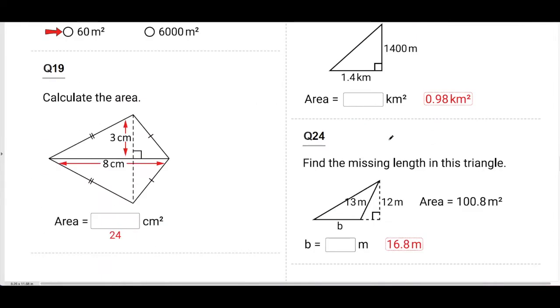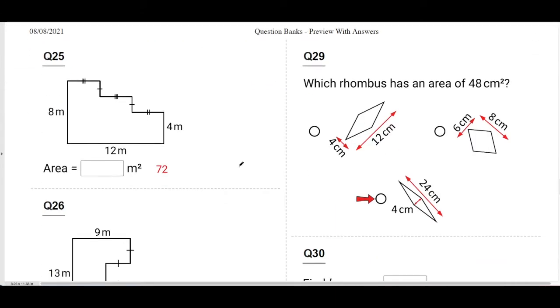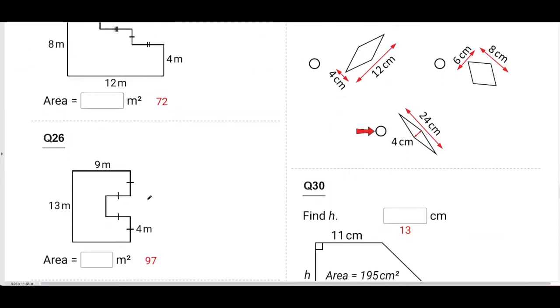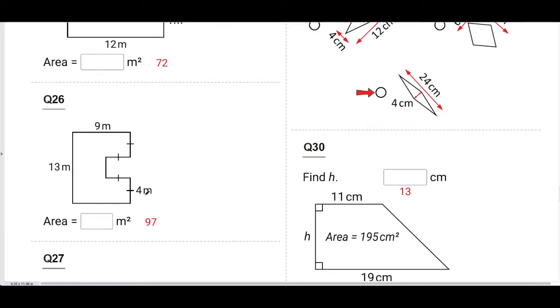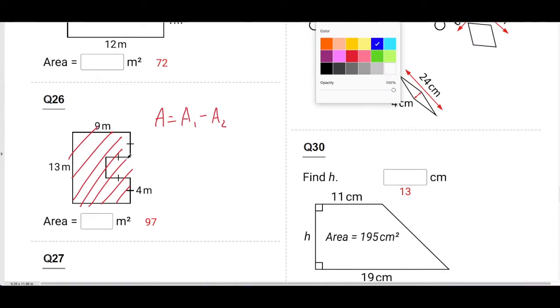All right, let's see. 26. What's 26? Okay, 26 is another orange question. And okay, you guys should know how to do this. You've done this before. So to find the area of the shape, you find the area of the whole thing first, and then take away the area of this, right? So you can just say area is equal to A1 take away A2, where A1 is the area of the whole rectangle and you can think of A2 as this area, okay?